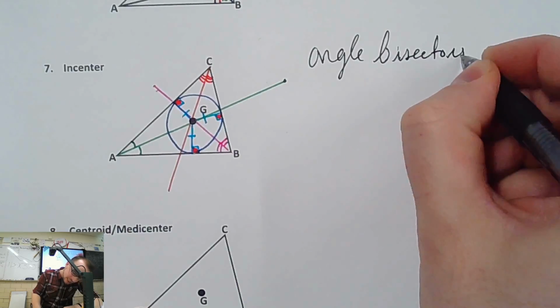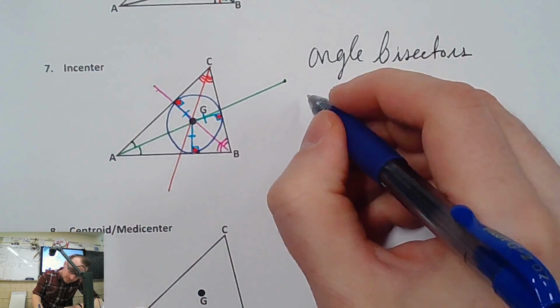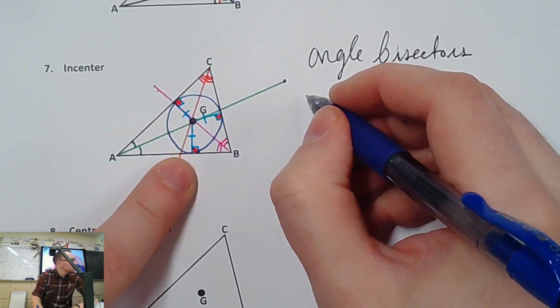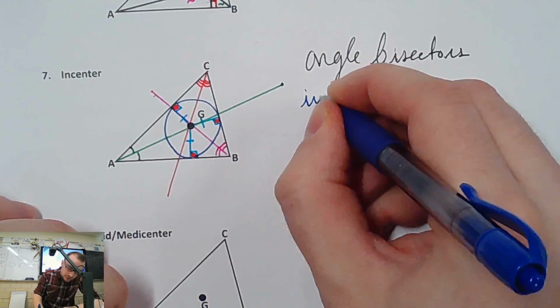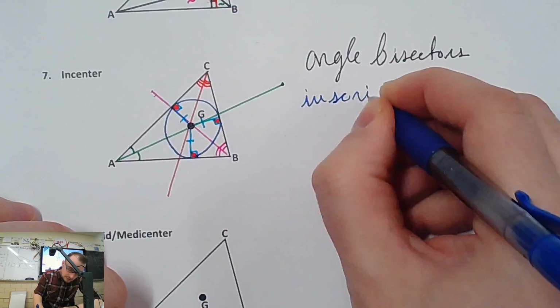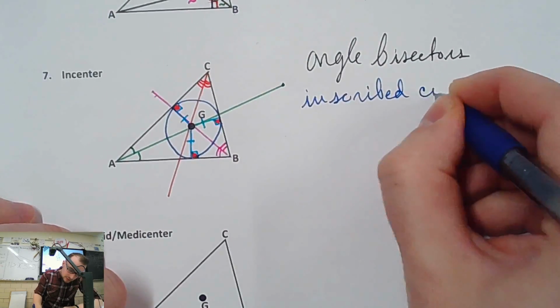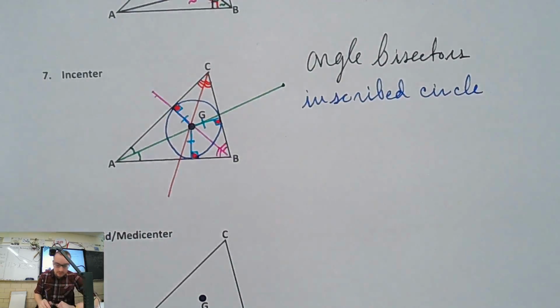And what kind of circle is that? Inscribed, because it's the incenter. It's inside. We have an inscribed circle. Cool. The angle bisectors make an inscribed circle with the center being the incenter.